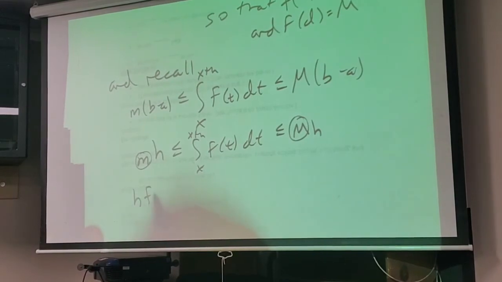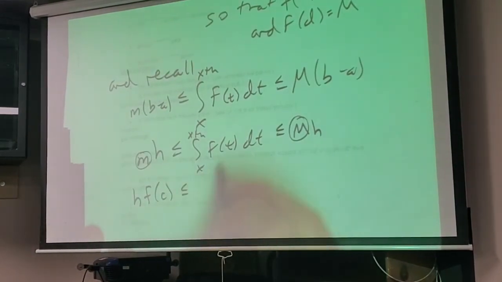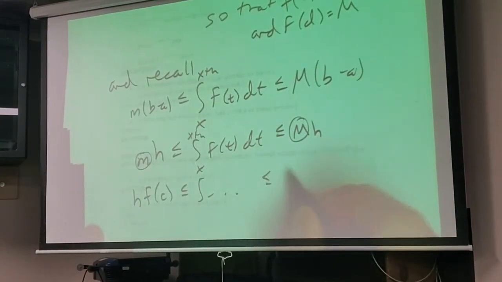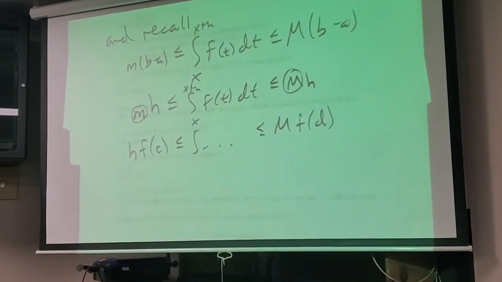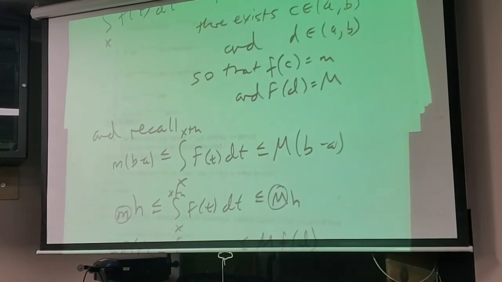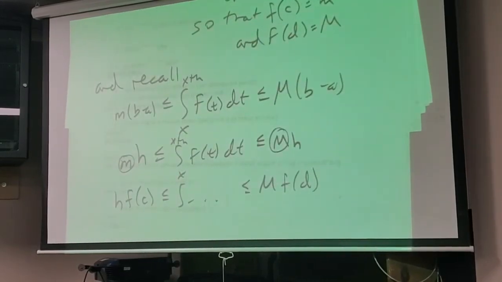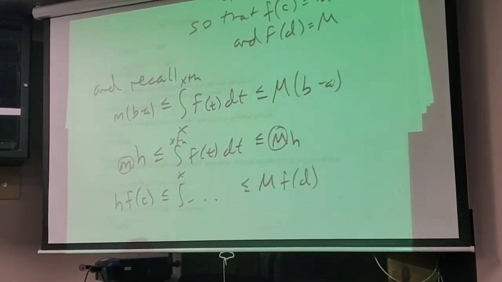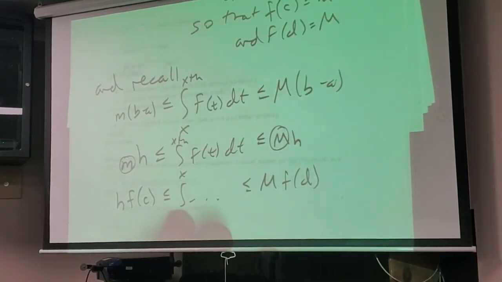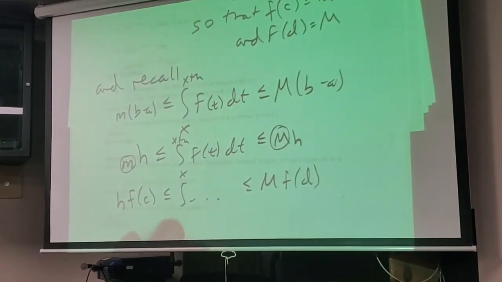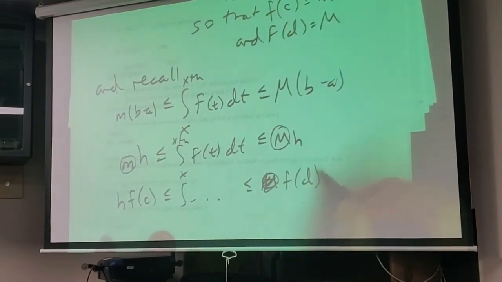This will be h times f of c, m times f of d. And where were C and D? I did a horrible job. What, you mean h times f of d? Say again, sorry? You mean h times f of d? No. Oh, here, yeah. Thank you.